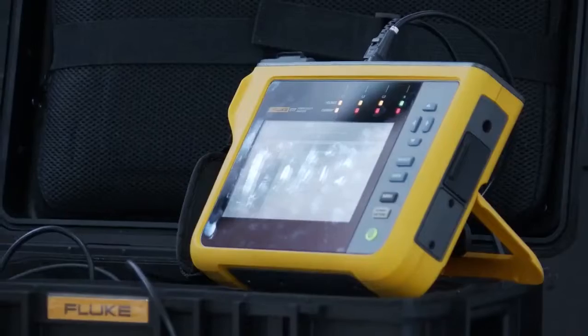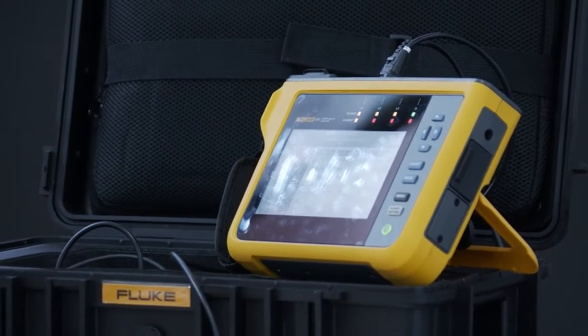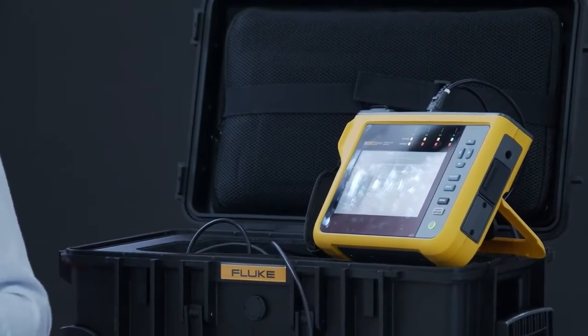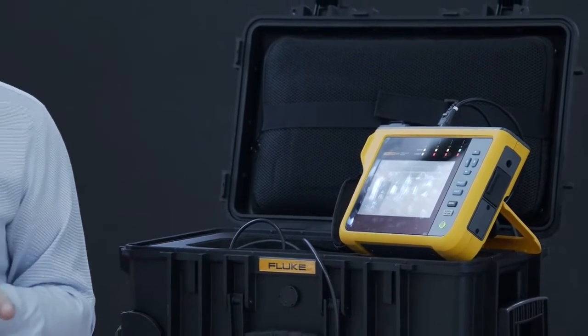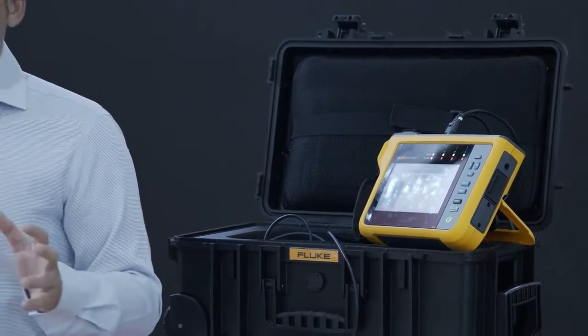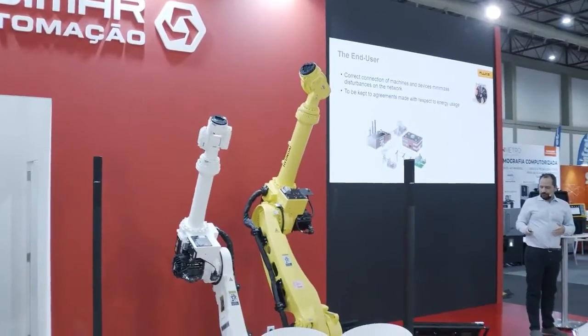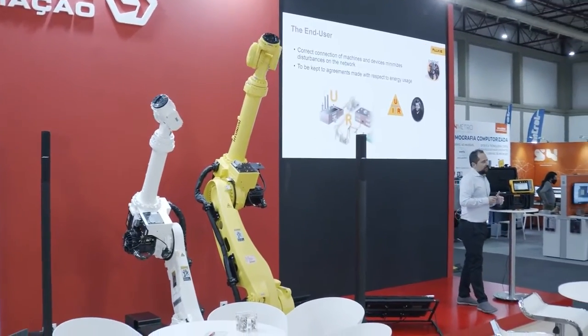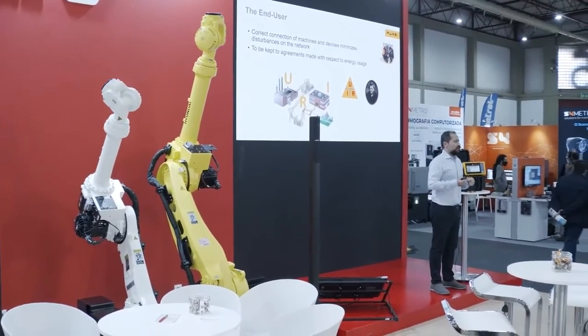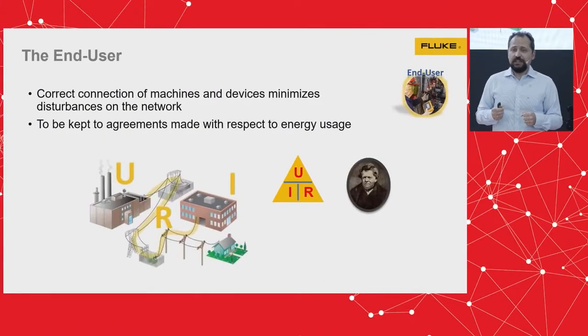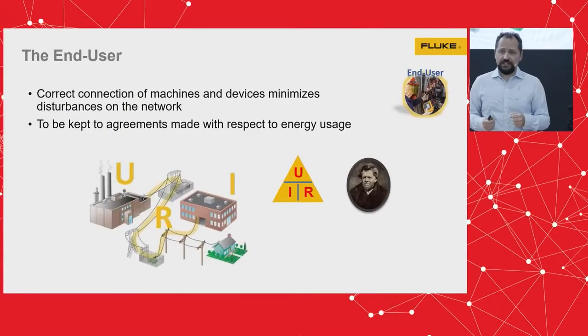And then there is this third party, which is the end user, whether it is a domestic user, commercial user, or industrial user. In all those cases, the user is responsible for connecting the loads to the system. So the end user has little influence on the voltage signal, but they certainly have a lot of influence on the current signal.